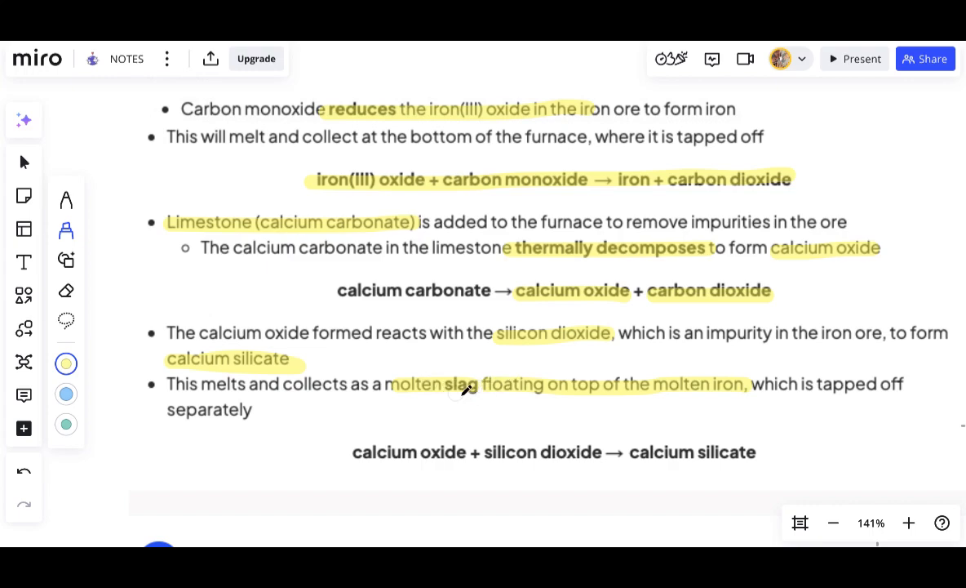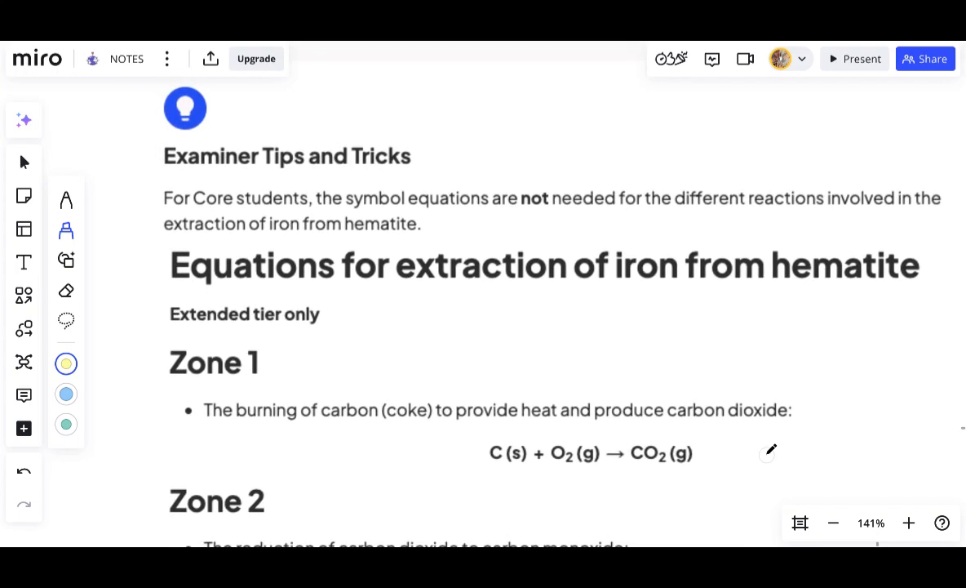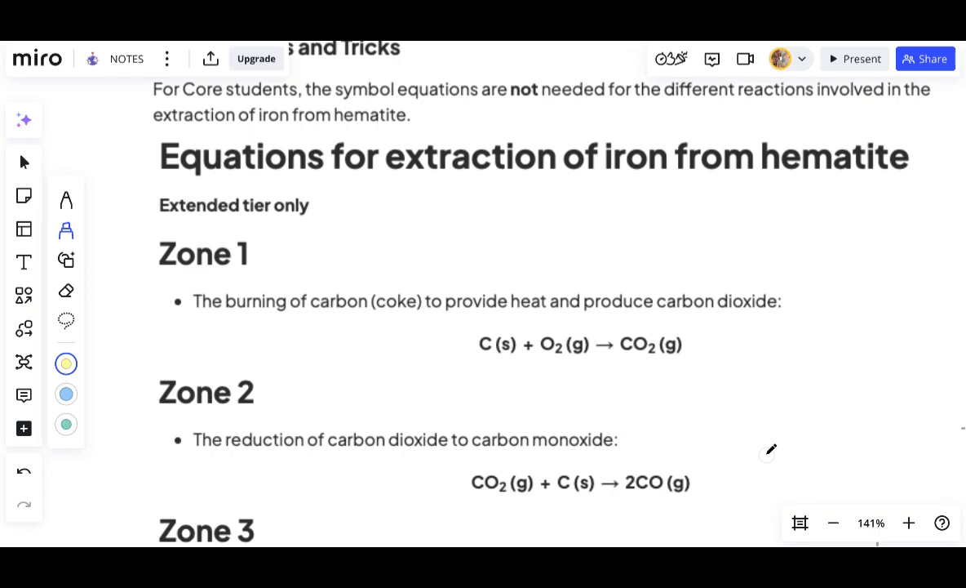The silicate, the slag floats on top of the iron, and the iron is collected at the bottom. This is the reaction: calcium oxide plus silicon dioxide to produce calcium silicate. Okay, so this is what happened in this case. For extended students, you need to be able to write it in symbolic equation form. This is what is expected, not just a word equation. A word equation is for core students, those who are not taking science in the point, they're just doing combined science.